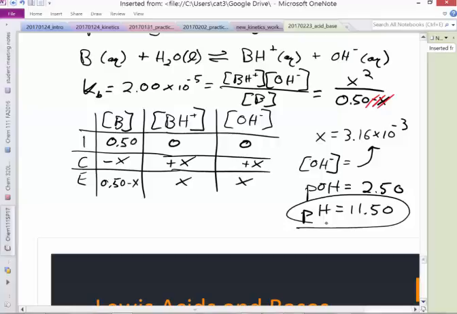This is all Bronsted acid material, protons being transferred from acid to base. Questions or thoughts? Rock and roll.